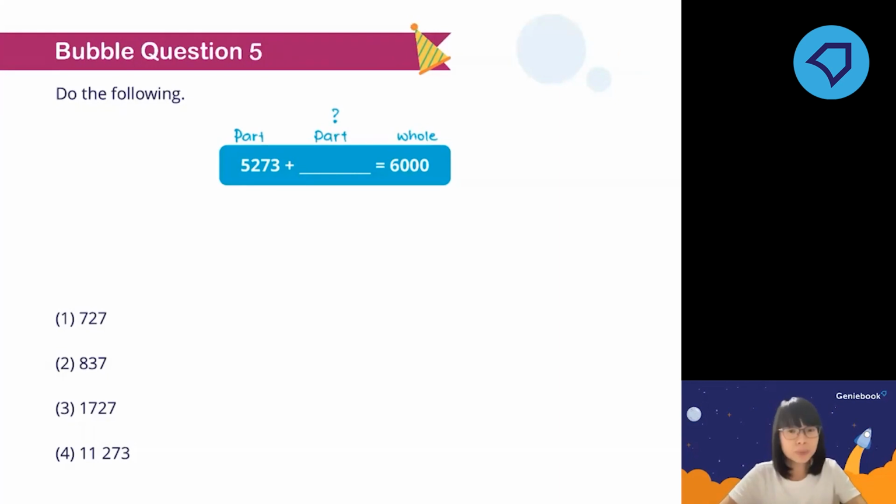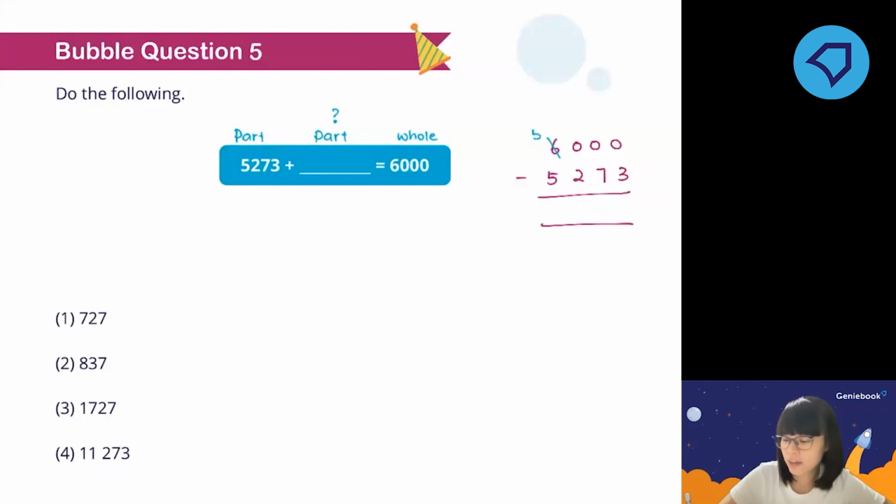Zell, do it properly, do your regrouping. Let me write down the working for you. You have 6,000 minus 5,273. Then from here, you need to do your regrouping because this is 0, this is 0, and this is 0. So you regroup from your 6,000. So over here, this one must become 5. Then you can continue. For those of you who still need a little bit of help, I'm going to help you with the regrouping part and then you do your subtraction.